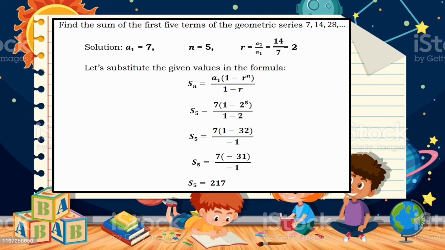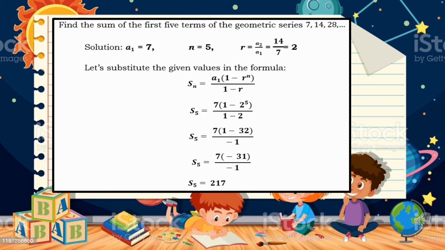2 raised to 5 will give you 32. Why? Because we multiplied 2 5 times. 2 times 2 times 2 times 2 times 2. And then we're going to subtract 1 minus 32. The answer is negative 31. Why is it negative? Because the sign of the bigger number is negative.